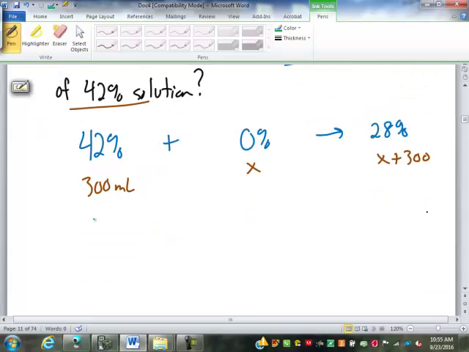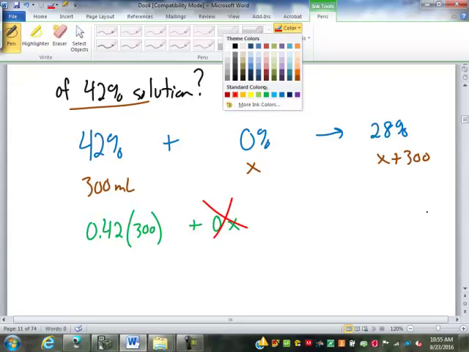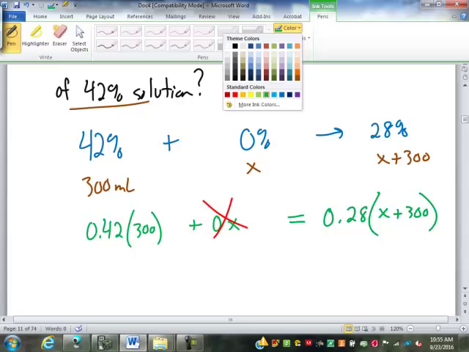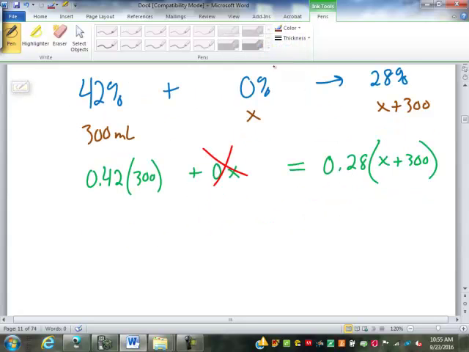So now as we write this out, 42% is 0.42 times 300 plus 0% is 0 times X. See that? Going to multiply to make 0, sorry. So that's going to be gone. And 28% is 0.28 times our X plus 300. So now we can simplify. 0.42 times 300 is 126. This again is 0, so it's gone. We don't have to worry about it.